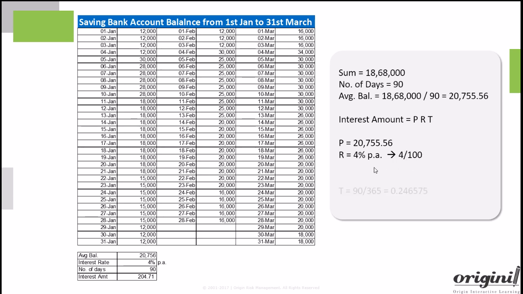The tenor in the formula is in years, and hence we must divide 90 days by 365 to convert days into years. Now, if you apply the formula PRT, then you will get the interest amount as 204.71. It's as simple as that.